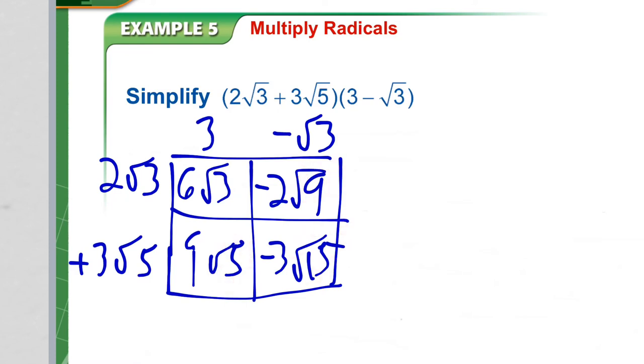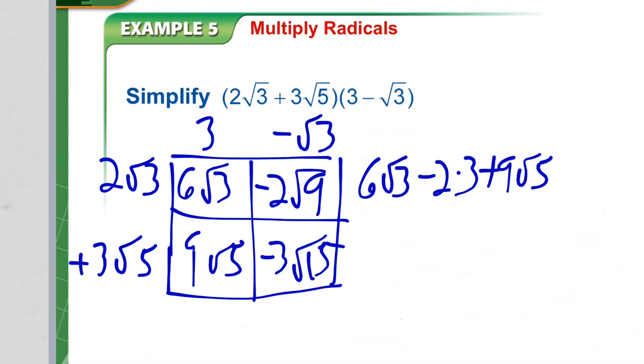So a lot of these are going to have some rather large answers. So we have 6 square root of 3, which was the first one, minus 2 times, well, the square root of 9 is 3, so now that just becomes 3. No square roots, because the square root of 9 is just 3, not square root of 3. There's nothing left over. And then plus the 9 square root of 5 minus the 3 square root of 15.